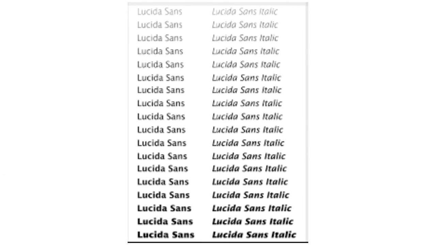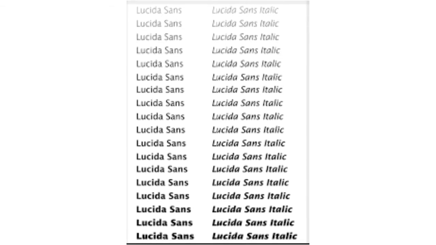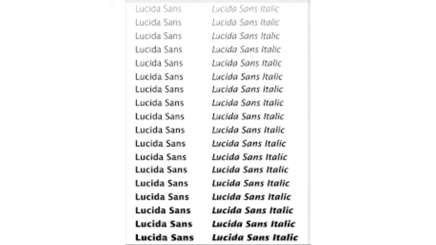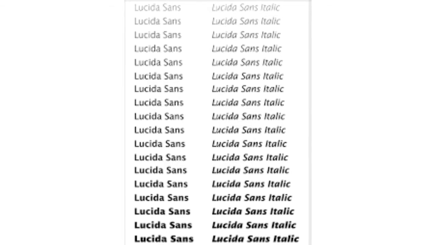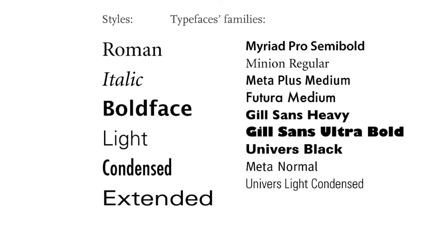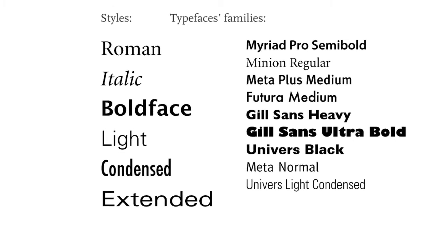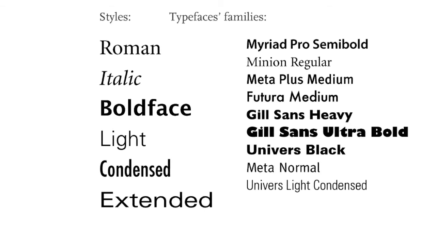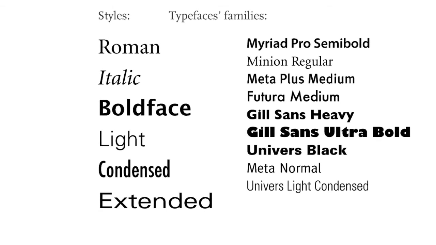So within a typeface, there are different weights, and weights have a different stroke, often giving darker or lighter versions of that typeface. There are also different typeface families. So there are Roman, italic, there can be bold, light, condensed, extended, and all of these can exist within a particular typeface.